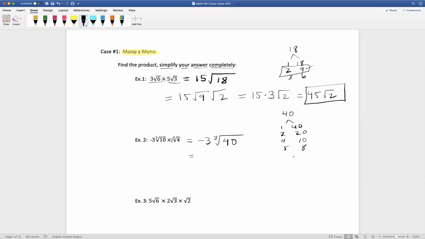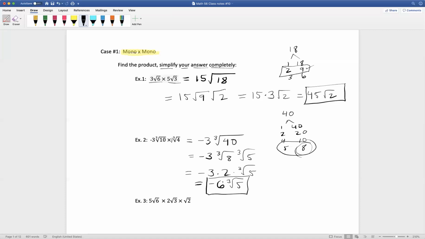What do we think? Well, the cube root of 40, we do have a perfect cube here, right? Because 8 is a perfect cube. 2 times 2 times 2 gives you 8. So we can rewrite this as negative 3 times the cube root of 8 times the cube root of 5. And that's the same thing as saying negative 3 times 2 times the cube root of 5. And that's the same thing as saying negative 6 times the cube root of 5. So the answer to number 2, simplified completely, is negative 6 times the cube root of 5.